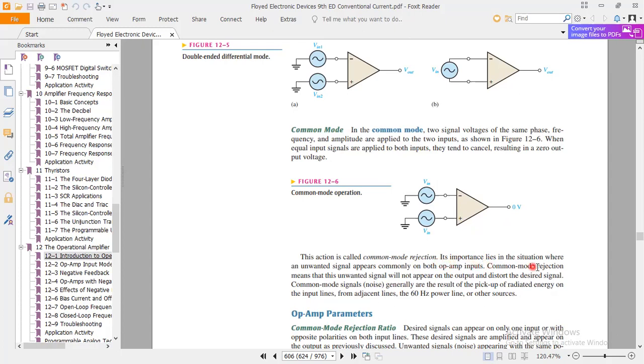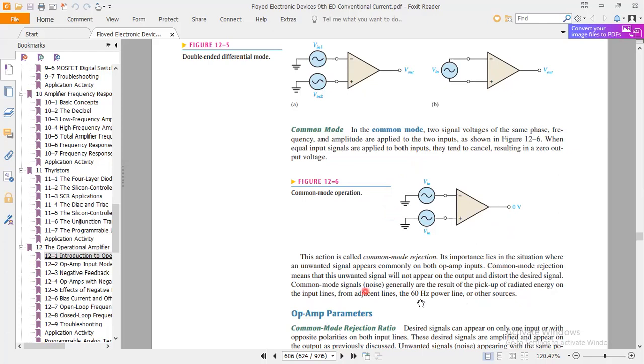Now, it's an important situation where an unwanted signal appears commonly on both op-amp inputs. Common mode rejection means that this unwanted signal will not appear on the output and distort the desired signal. Common mode noise signals are generally the result of pickup of radiated energy on the output lines from adjacent lines, the 60 Hz power lines, or other sources.